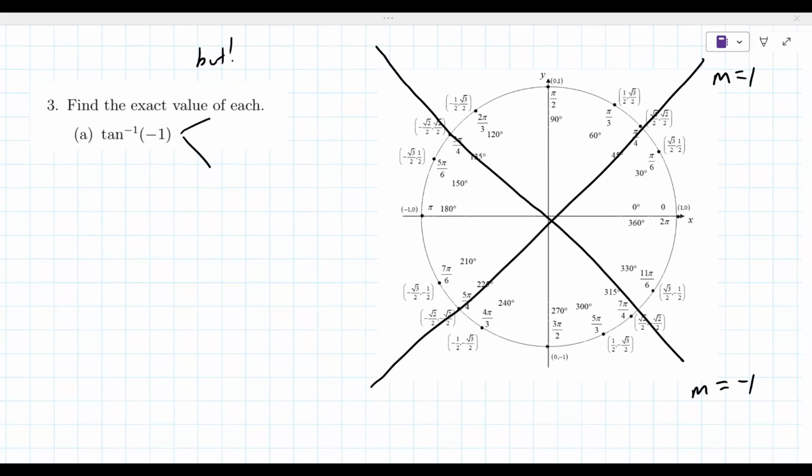Let me see where it is on here. The inverse, where is it? Maybe they moved it. I guess it is down there.